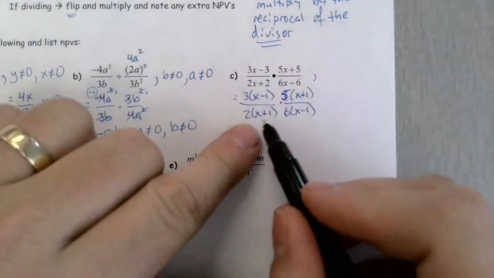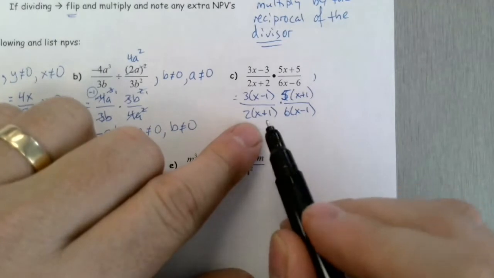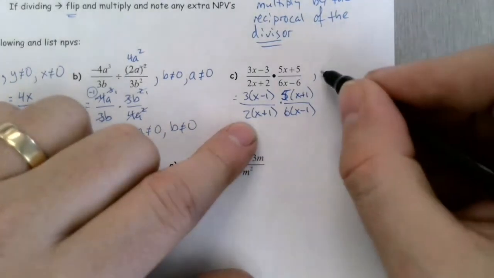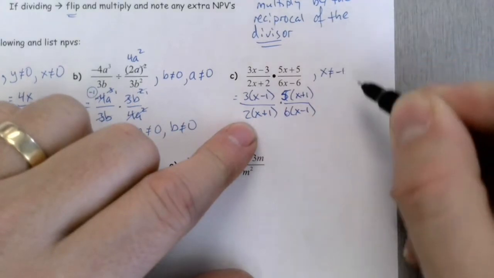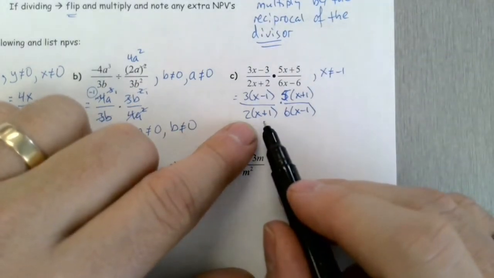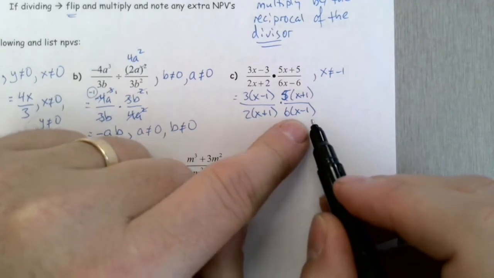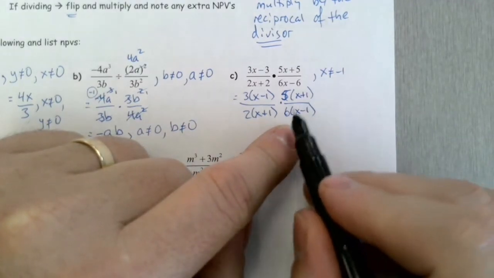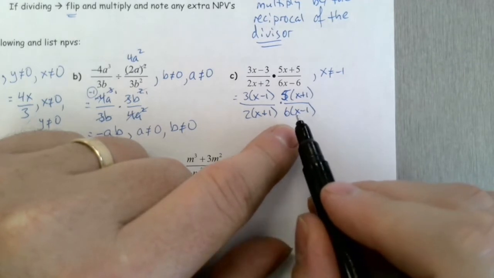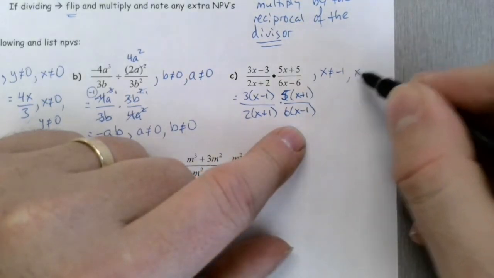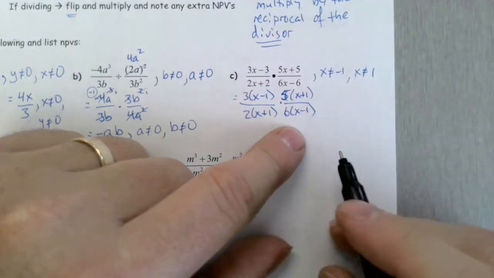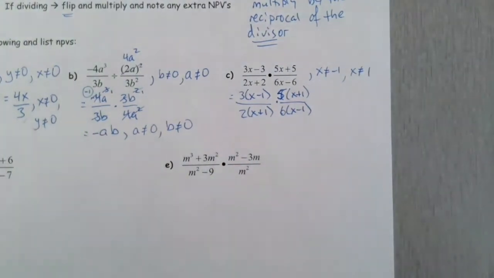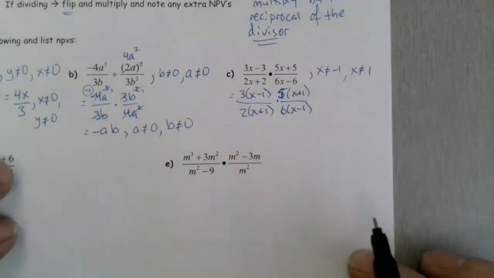Now, that binomial factor won't go to 0 unless x is -1, and so I cannot allow x to equal -1. At the same time, I've got this other binomial factor with an x in it, and I can't let this binomial factor go to 0, which means I cannot allow x to also equal +1. Either -1 or +1 is going to cause me a problem in this particular question.